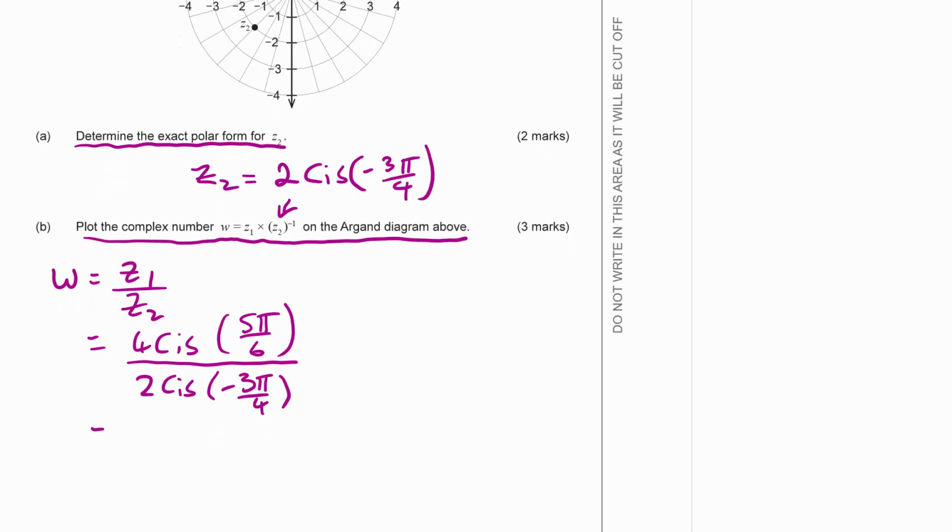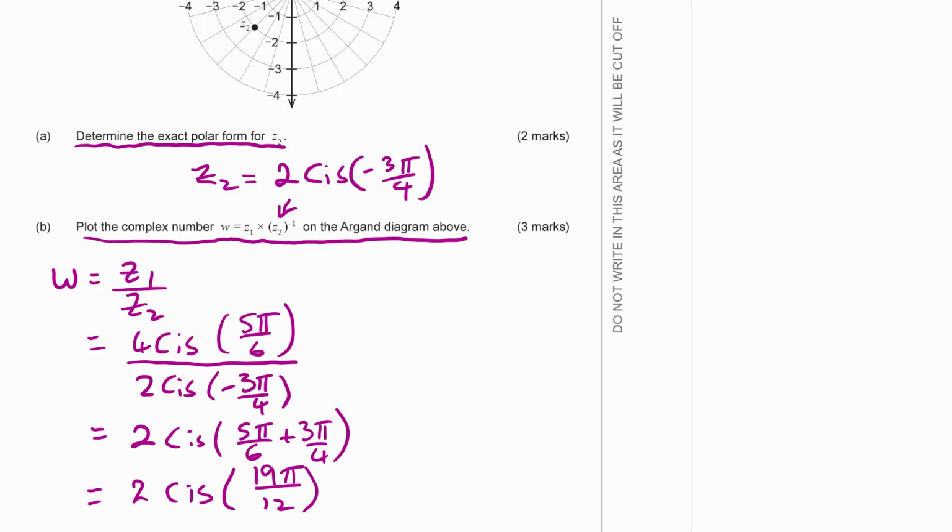So we know that we divide the moduli and we're going to subtract the arguments. So 5 pi by 6 take away negative 3 pi by 4 is going to be add 3 pi by 4. And that's going to be 2 cis 19 pi by 12. That's gone past pi, so it's over here somewhere.